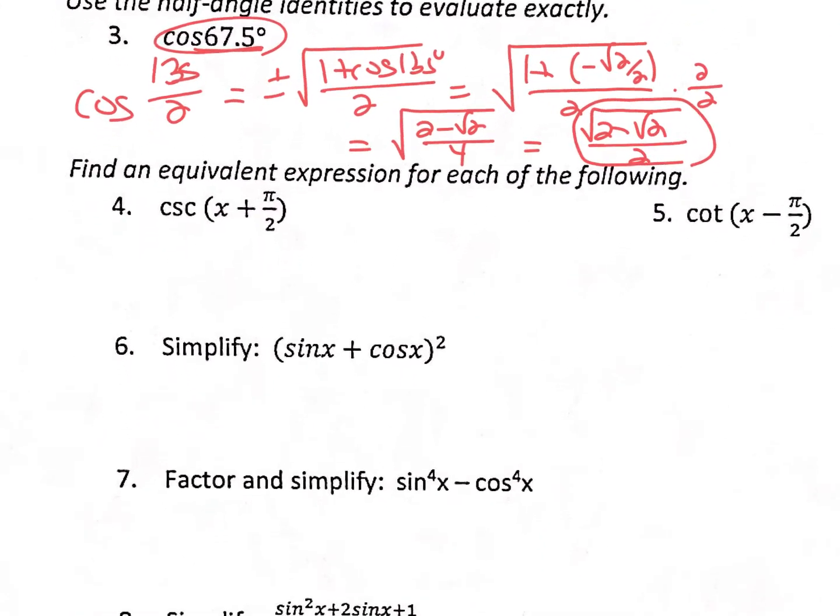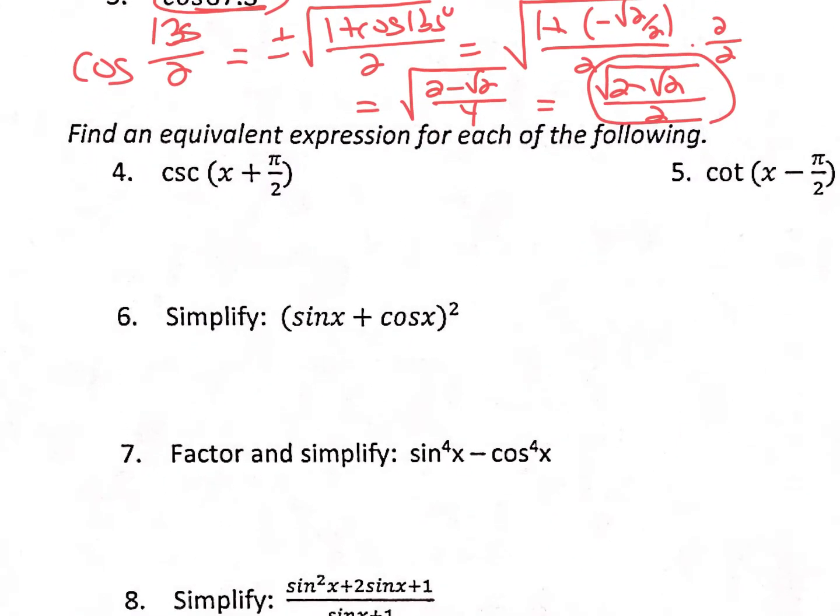All right, number 4 and 5. Find an equivalent expression for each of the following. Cosecant. Remember what cosecant is? Cosecant is the reciprocal of sine. So I'm going to do 1 over sine of x plus pi over 2.